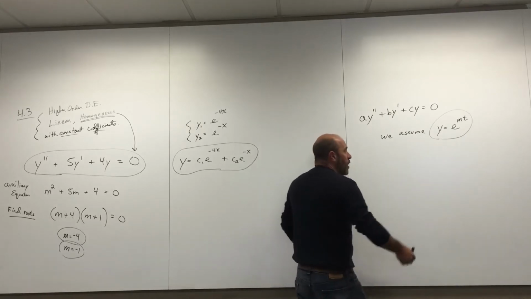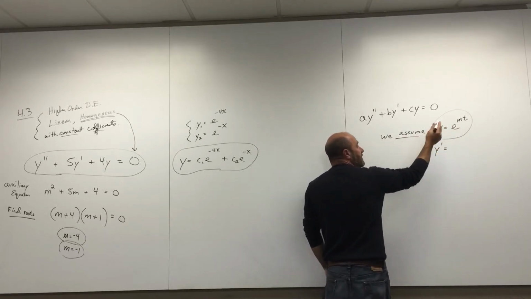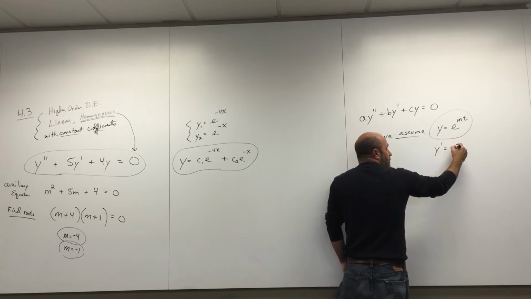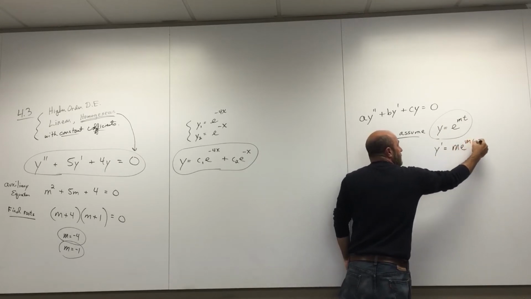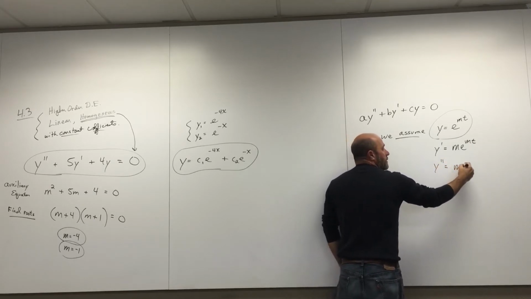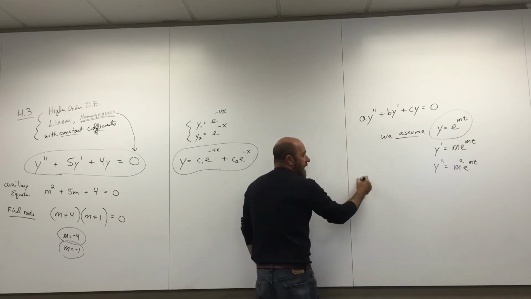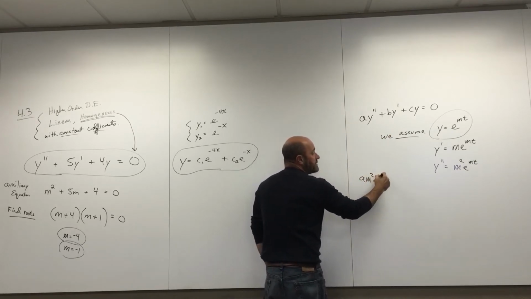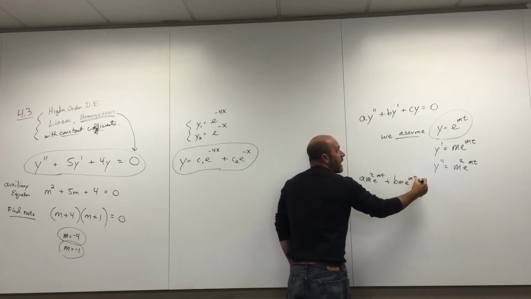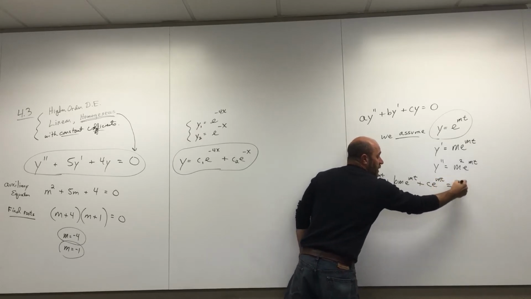So now check this out. What would y prime be? I'm assuming that this is the answer, y equals e to the mt. It would spit out an m, and it would be m e to the mt. Good. What about y double prime? What would that be? m squared e to the mt. So if I plug those in, I get a m squared e to the mt, plus b m e to the mt, plus c e to the mt equal to 0.